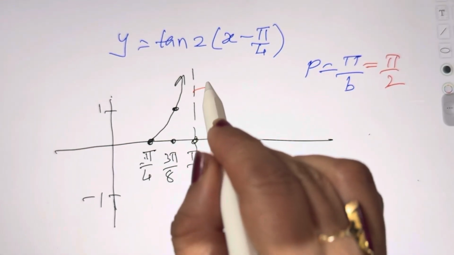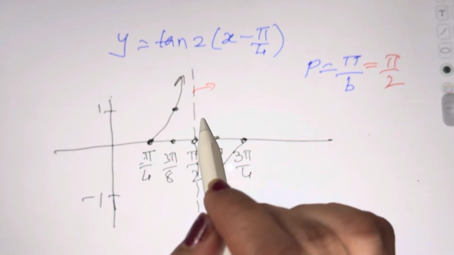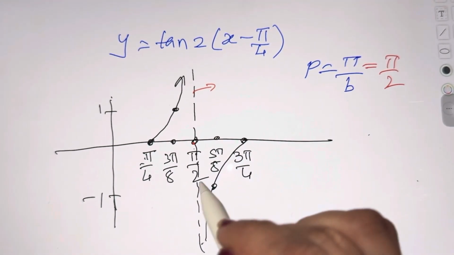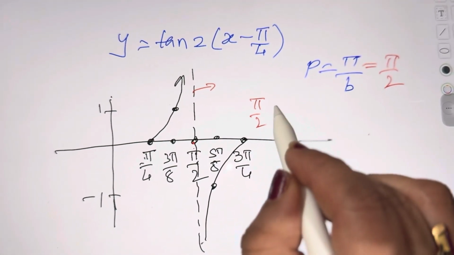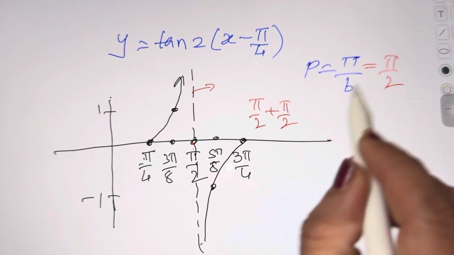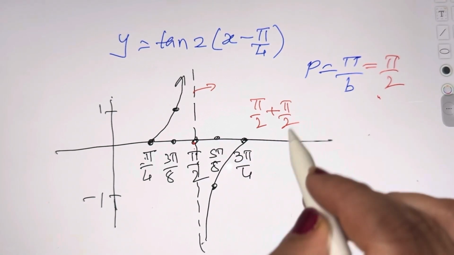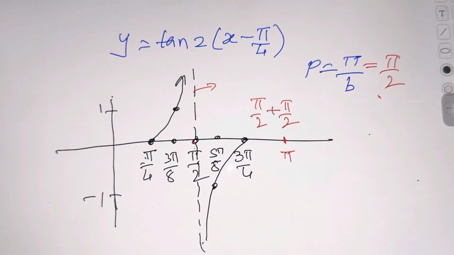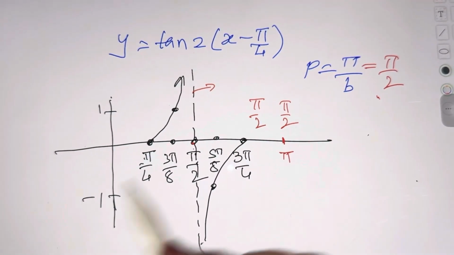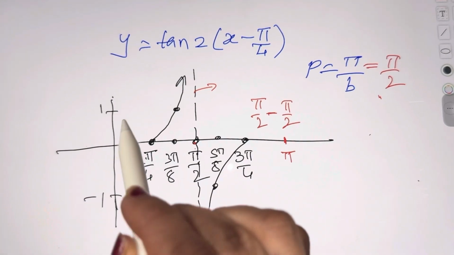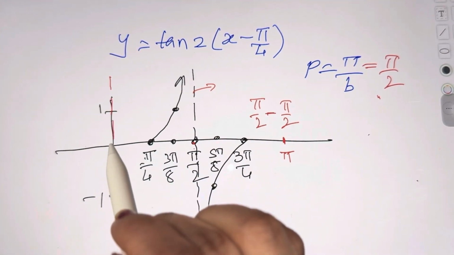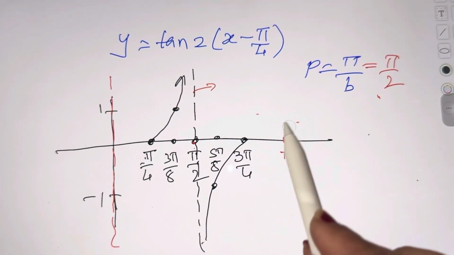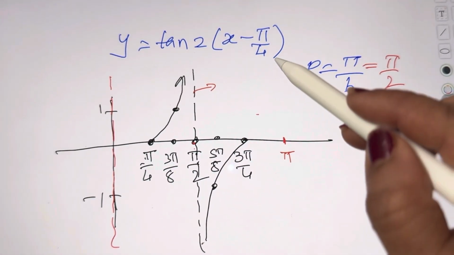We have to add and subtract the period from the asymptote. What is my asymptote here? Pi by 2. So on pi by 2, I will add another pi by 2 because my period is pi by 2. I will get pi. So my next asymptote will be at pi. And what if I subtract pi by 2? I will get 0. So my left side asymptote will be at 0 and my right side asymptote will be at pi.